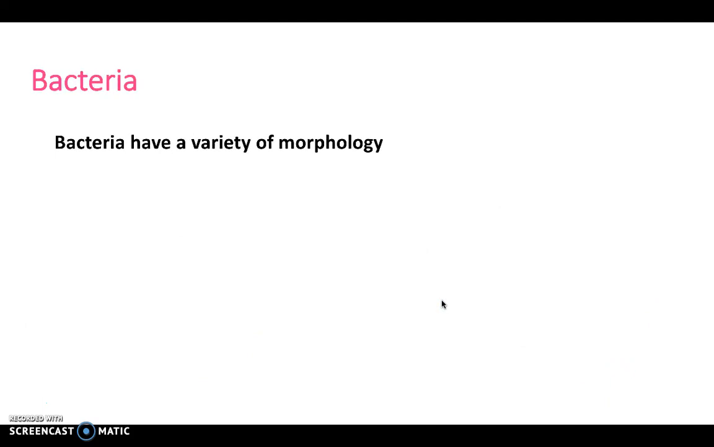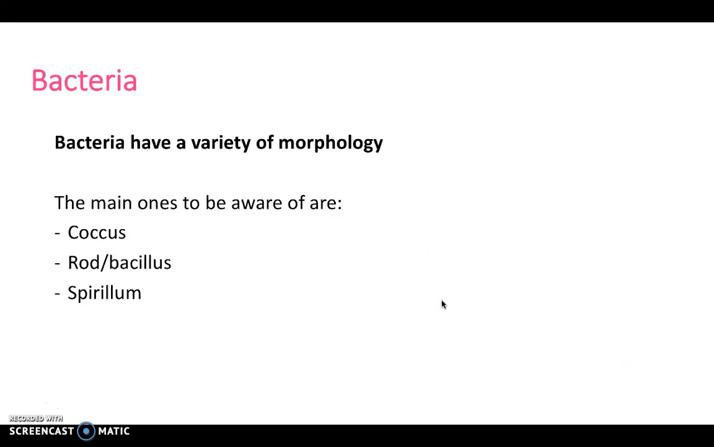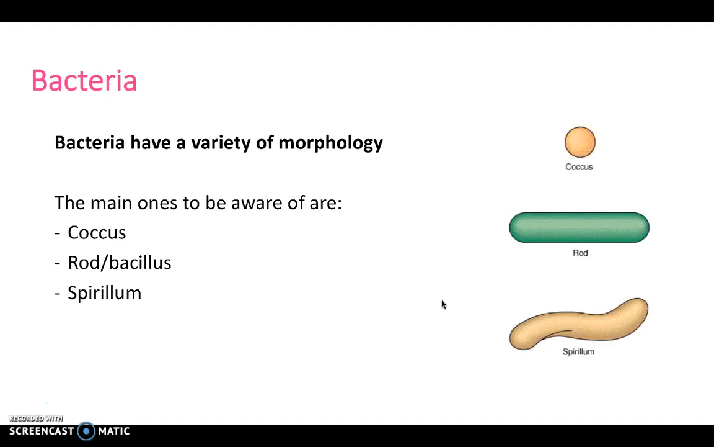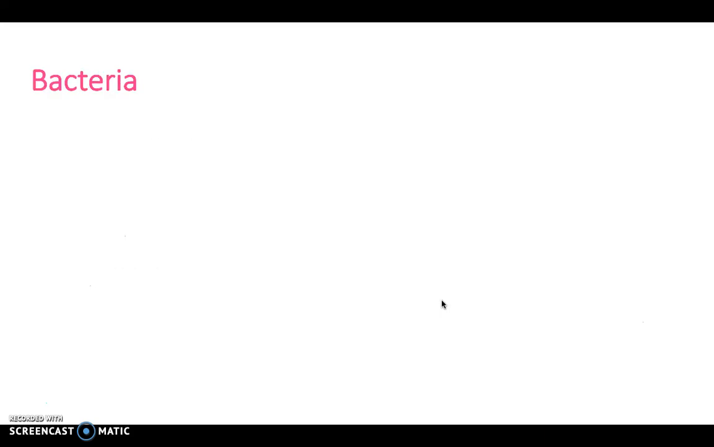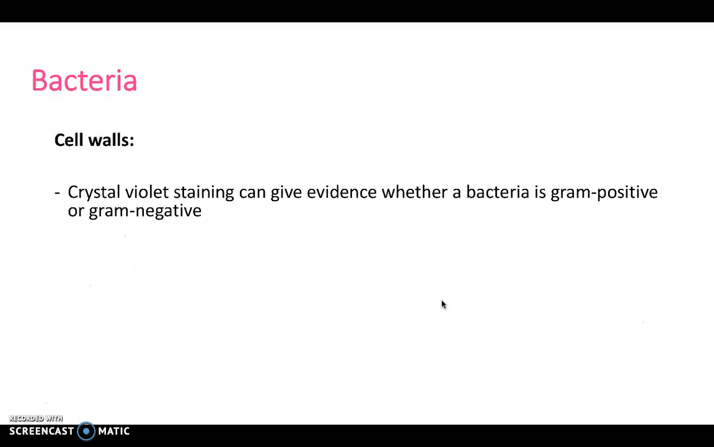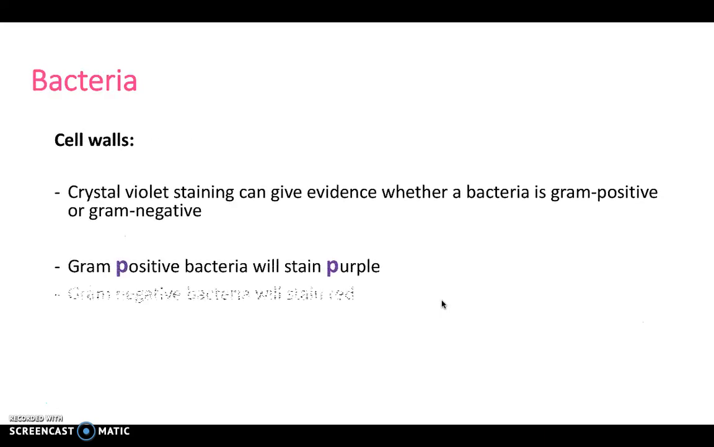So bacteria have a variety of morphology, and what that means is they look different. So there's coccus, rod or bacillus, and spirillum, and these are the different ways that bacteria appear and look. So the cell walls are different in bacteria. You can have gram-positive bacteria and you can have gram-negative.